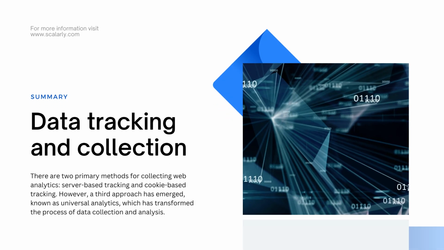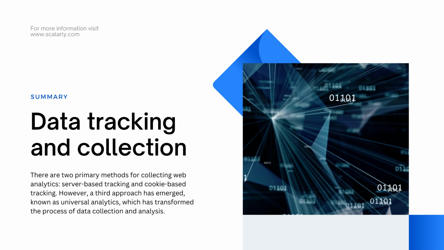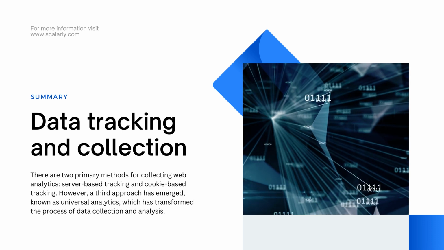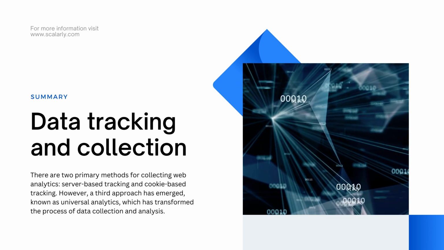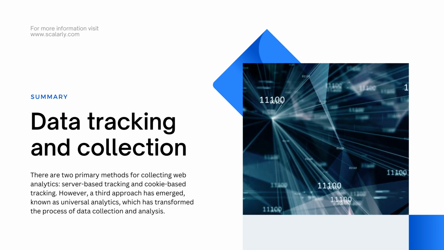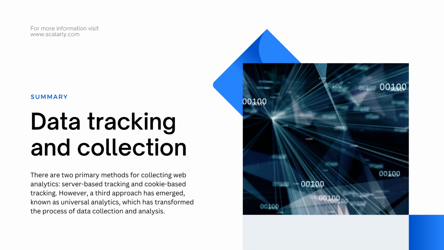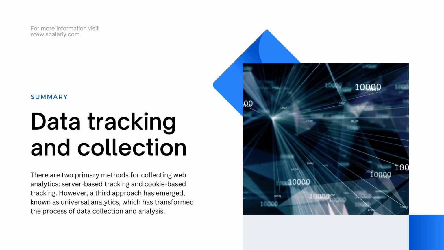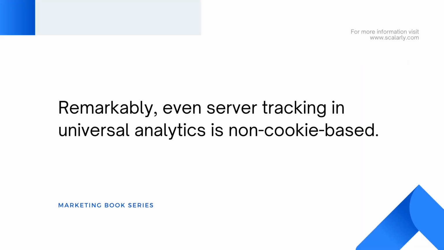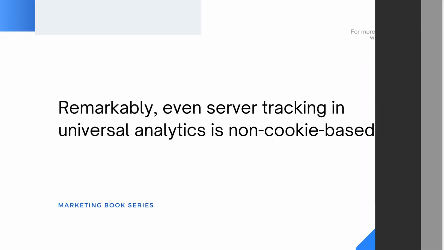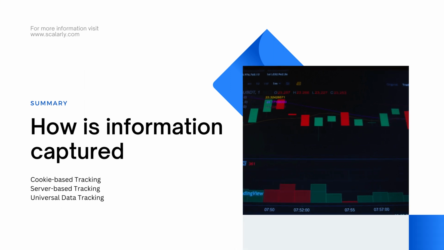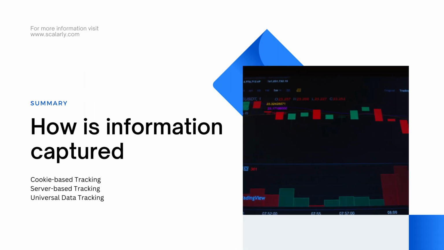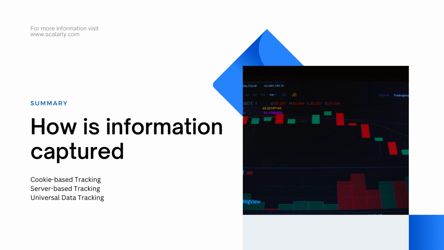There are two primary methods for collecting web analytics: server-based tracking and cookie-based tracking. However, a third approach has emerged, known as universal analytics, which has transformed the process of data collection and analysis. Remarkably, even server tracking in universal analytics is non-cookie based. In capturing information, we have cookie-based tracking, server-based tracking, and universal data tracking.